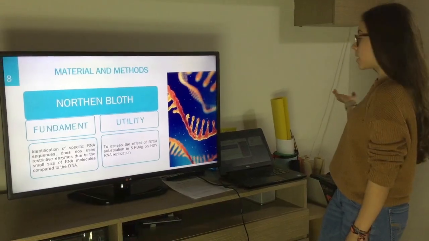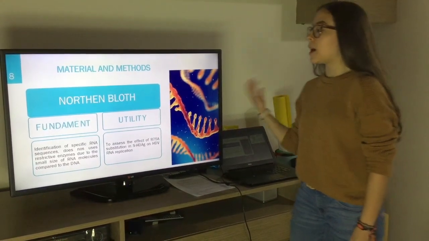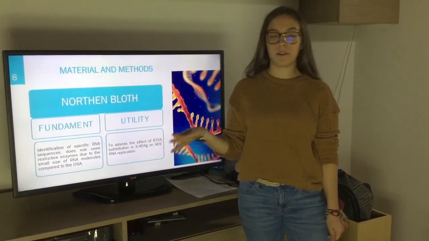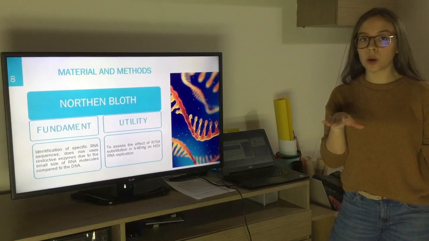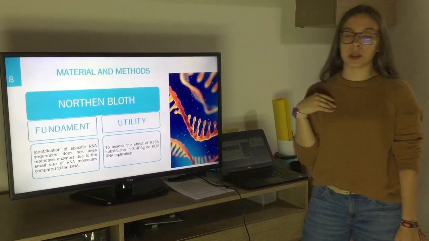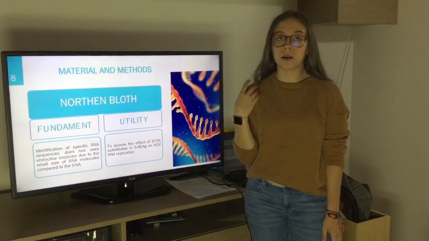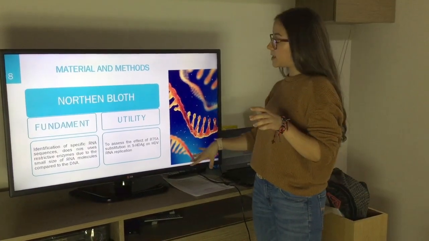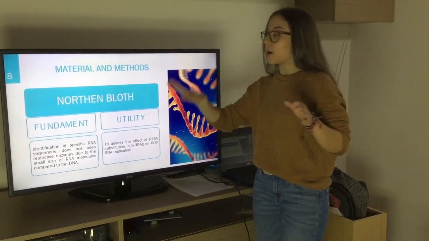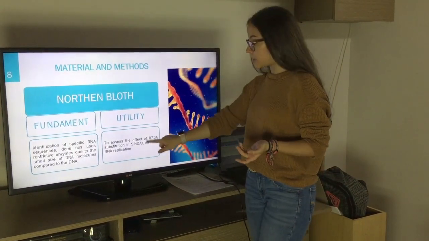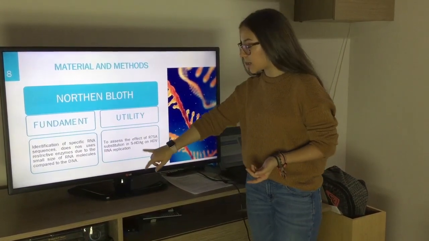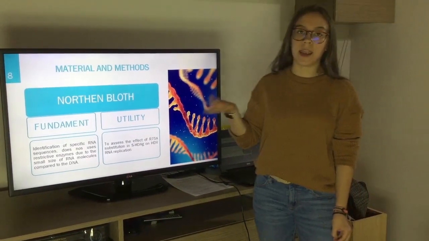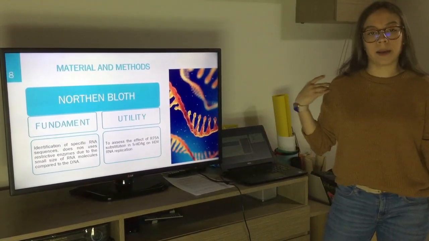And the last one was the Northern blot. They used it basically for the identification of specific RNA sequences, which does not require restriction enzymes due to the RNA being small molecules. In the investigation, they used it to analyze the effects of this other form of protein substituted in the small hepatitis delta antigen on hepatitis delta virus RNA replication.